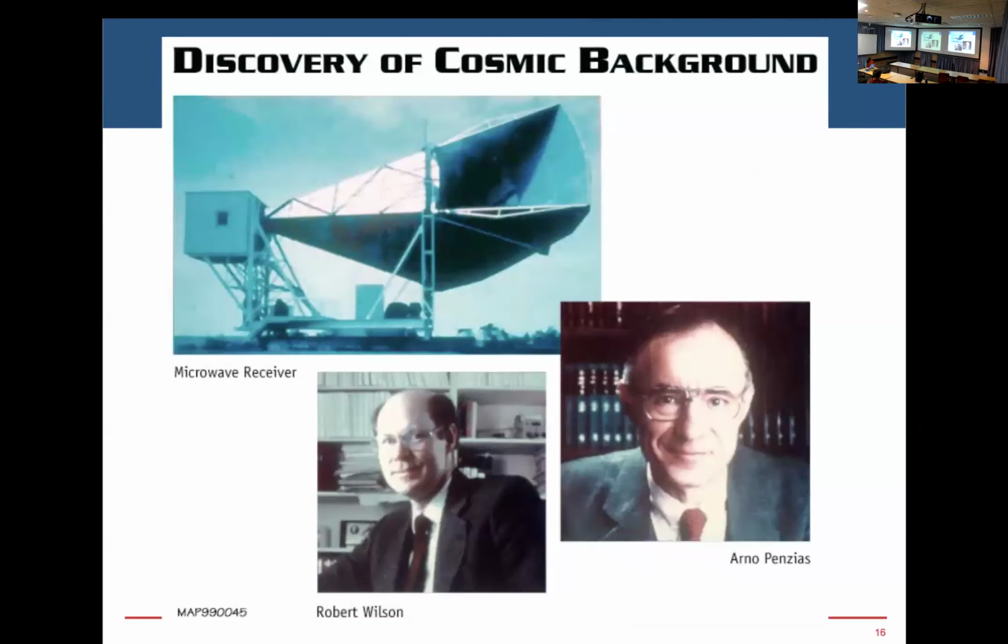Good. I won't go too much into this. Cosmic microwave background discovered in the 1960s. That is a microwave receiver in New Jersey somewhere.